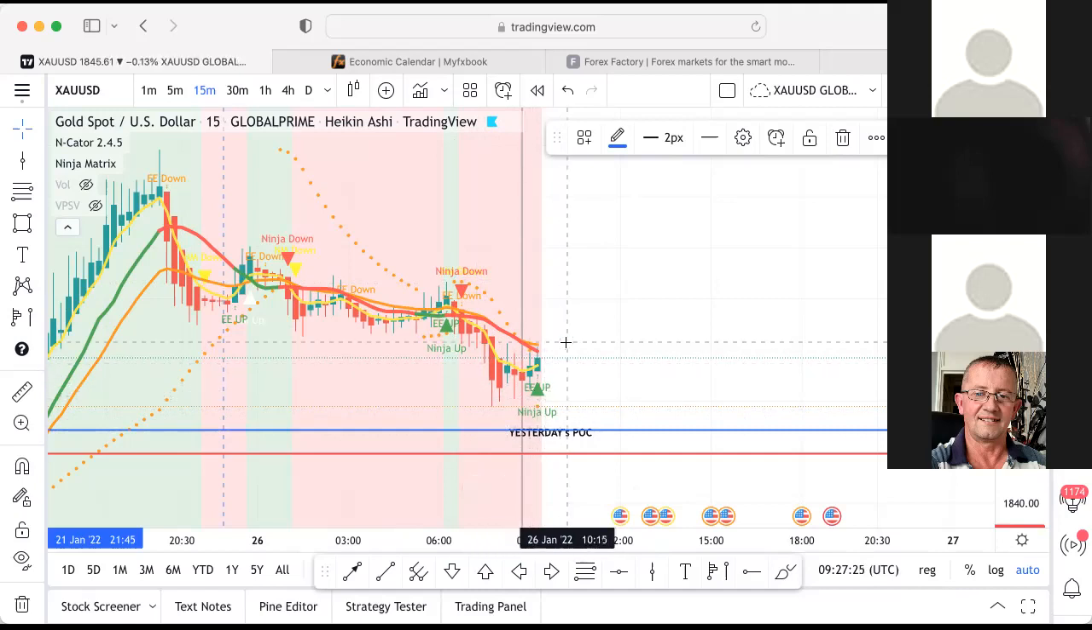We've still got the ninja matrix down, but we've got an early entry ninja up, and we've got a ninja up at that point. And the yellow MA is starting to turn. So I'd be getting a bit jittery now. I'd be thinking about getting out and taking the few pips profit that I've got, rather than having too much faith in the matrix.